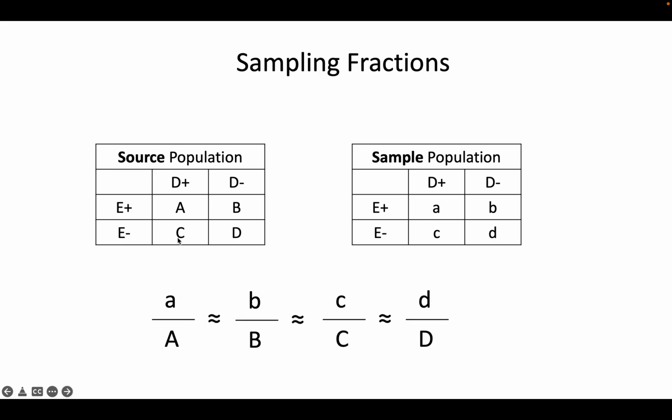Basically, when the sampling fractions for each of the A, B, C, and D cells are equal or close to being equal, then that means that there is no selection bias. And whenever there is selection bias, it means that one of these values differs from the other three.